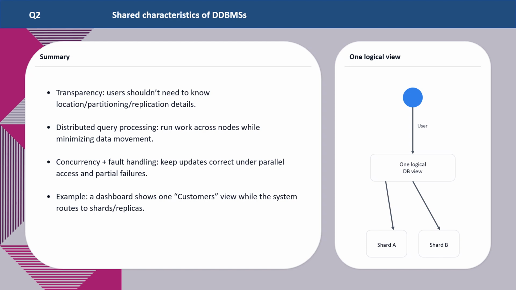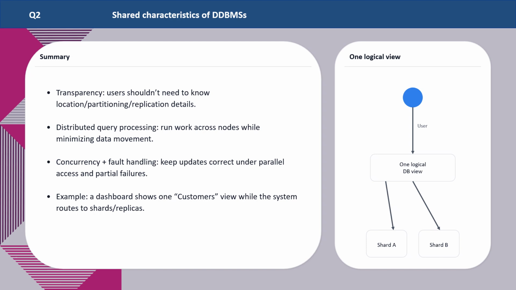Question 2 asks what all distributed databases have in common. There are three big goals. First is transparency, meaning the system tries to hide where the data is stored. Users shouldn't have to know where the data actually is located, whether it's in Texas or California or Europe. That is the first one.